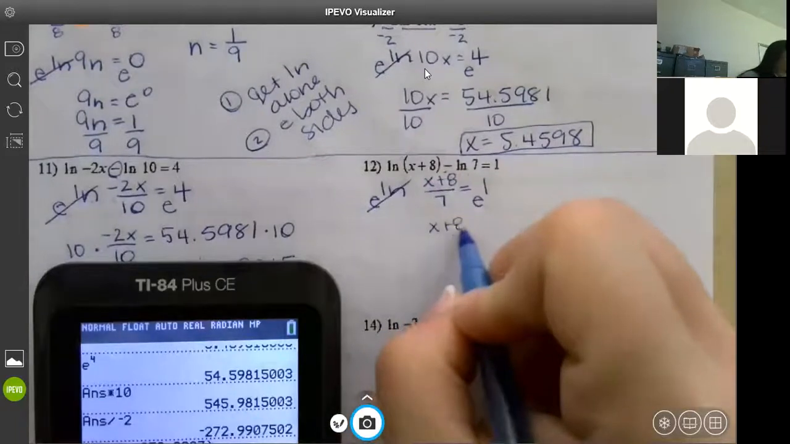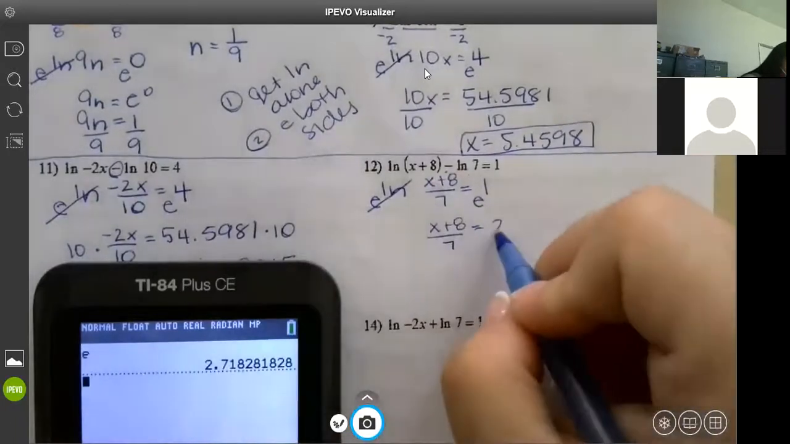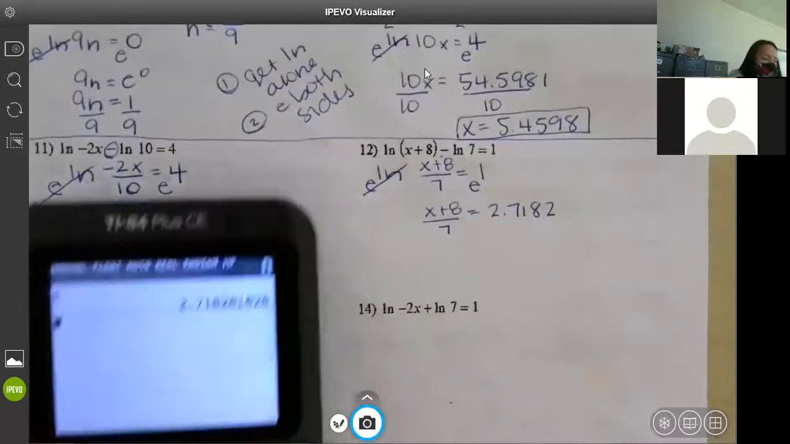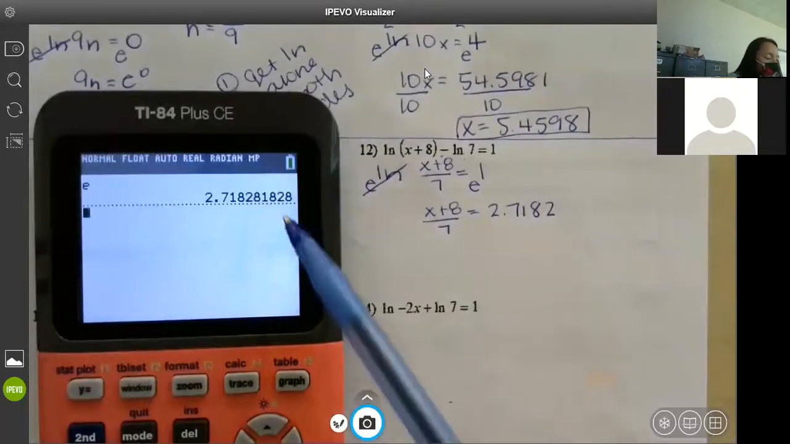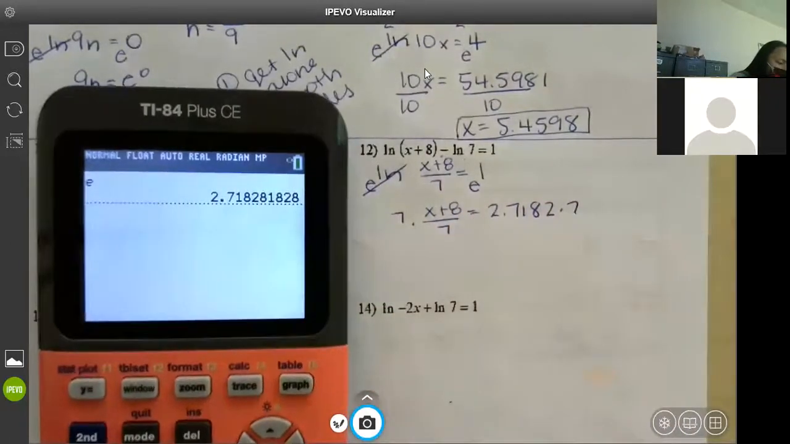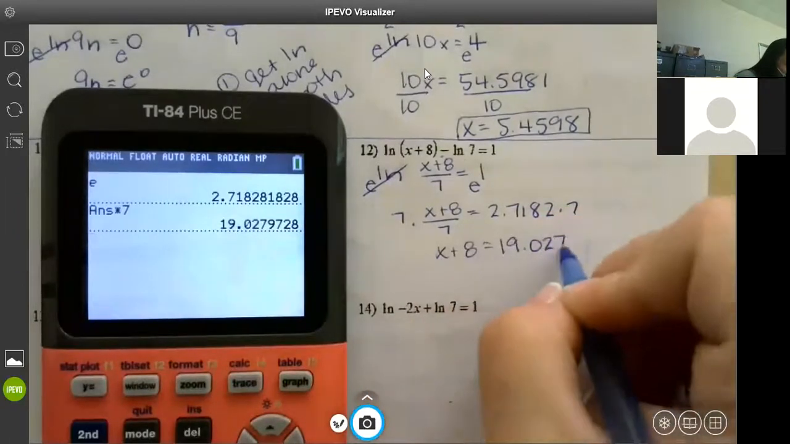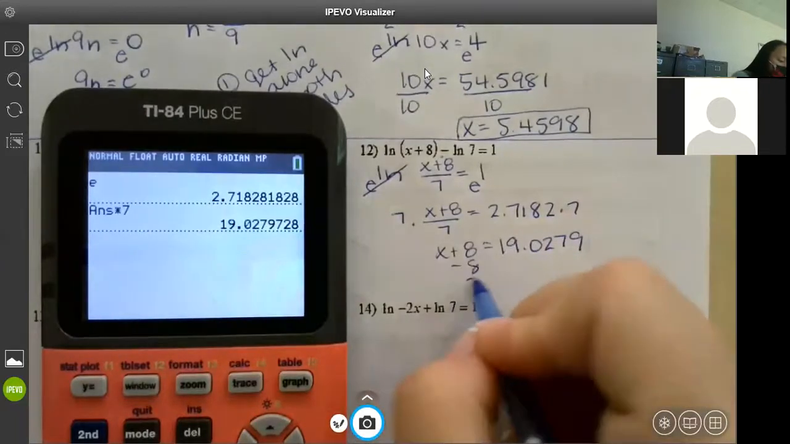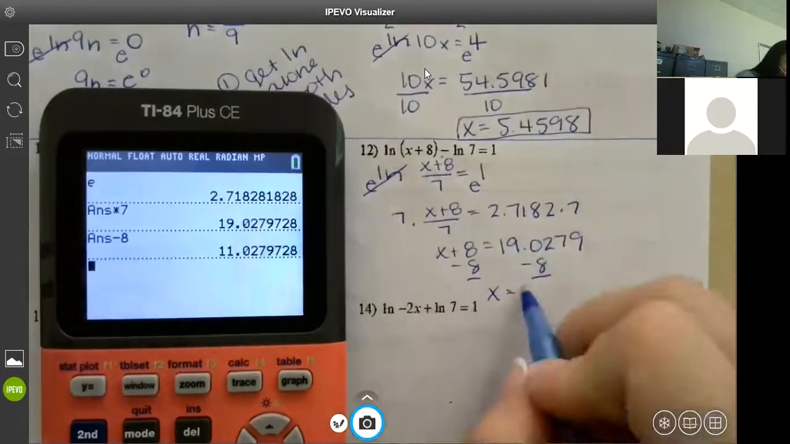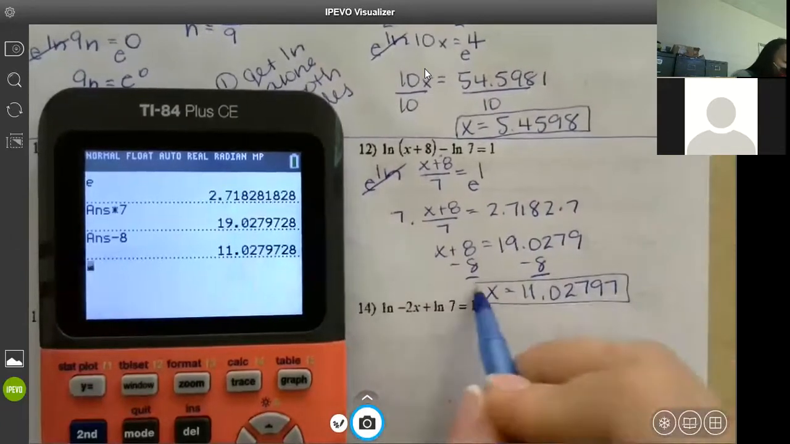That leaves us with (x plus 8) over 7 equals e, and remember I told you e is 2.71828, or just 2.7 is fine. I just keep it running in my calculator. So I multiply by 7. So in my calculator, times 7, x plus 8 equals 19.0279. And then we're going to subtract 8. So in my calculator, just subtract 8. And I get 11.02797. You could have stopped at the 9, that's fine.